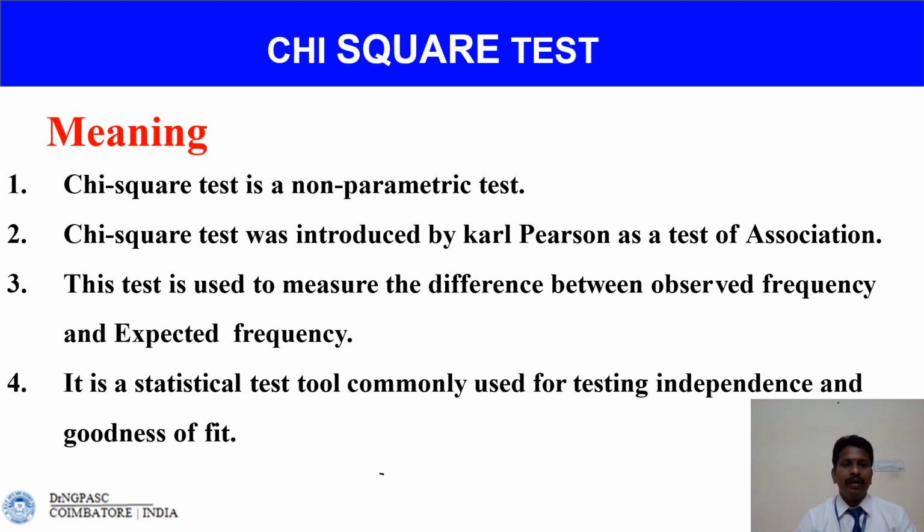Point number 2. Chi-square test was introduced by Karl Pearson as a test of association. This test is used to measure the difference between observed frequency and the expected frequency. Last one. It is a statistical test tool commonly used for testing independence and goodness of fit.